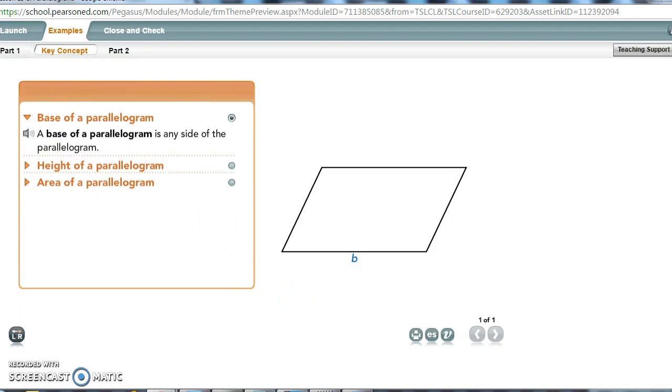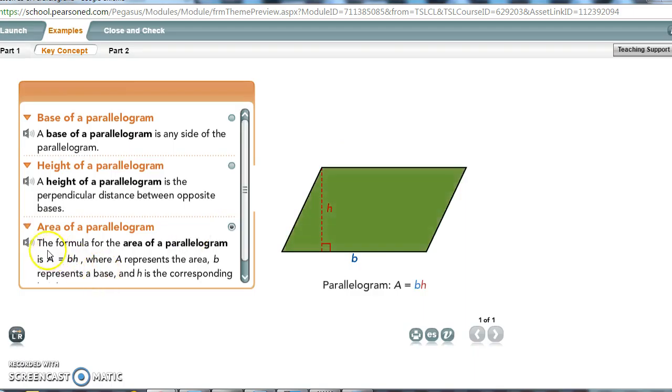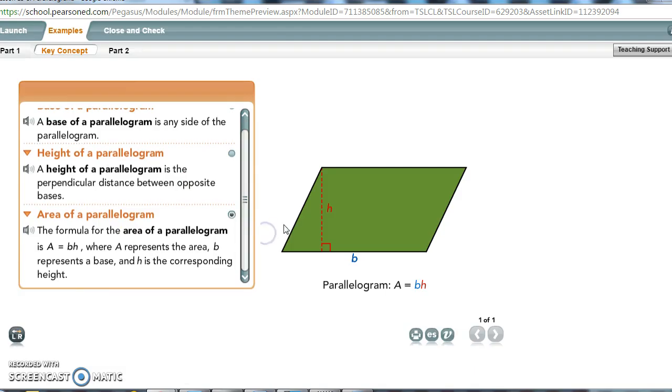A base of a parallelogram is any side of the parallelogram. A height of a parallelogram is the perpendicular distance between opposite bases. Notice that there is a right angle right here, which helps us find our base and our height. The formula for the area of a parallelogram is A equals B times H, where A represents the area, B represents a base, and H is the corresponding height.